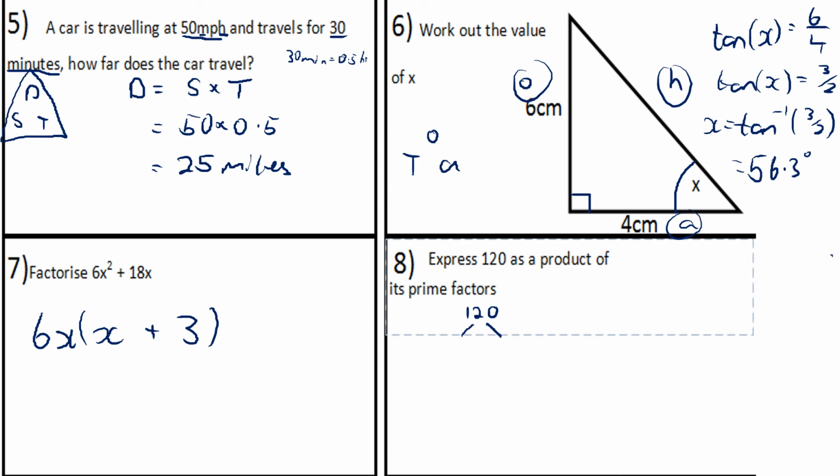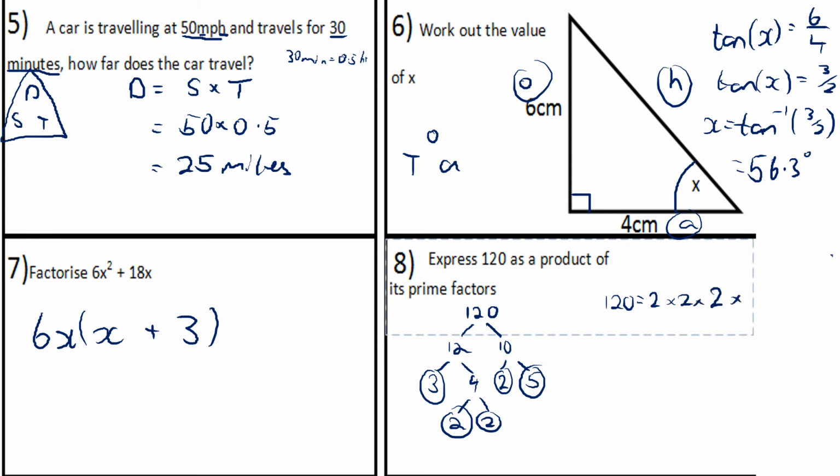Okay, so I'm going to do 12 and 10. Neither of those are prime, so I'm going to have to split again. So we've got 3 and 4, we've got 2 and 5. 3 is prime, 4 isn't, 2 is prime, 5 is prime. 4 is 2 and 2, both of which are prime. So 120 is equal to 2 times 2 times 2 times 3 times 5. Now in index form, we write it as 2 cubed times 3 times 5. Okay, great.